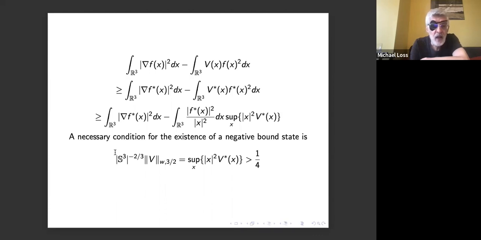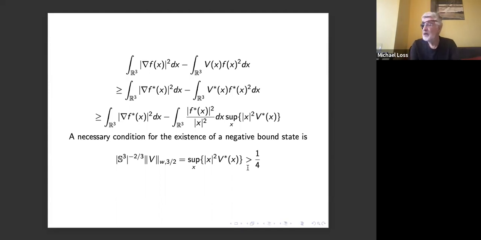Okay. Now it turns out this number which you get has a name. Namely, it turns out that up to a factor, the weak L^{3/2} number of the potential is precisely given by that. And you see, since this is negative, by the Hardy inequality, you need as a necessary condition for this to be negative that this number is bigger than 1/4.